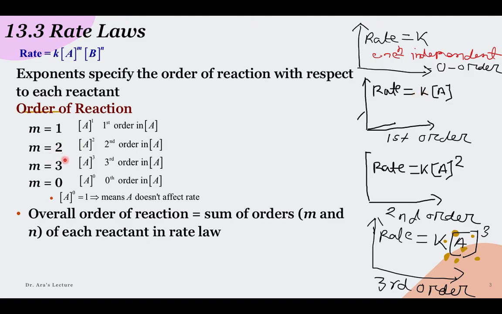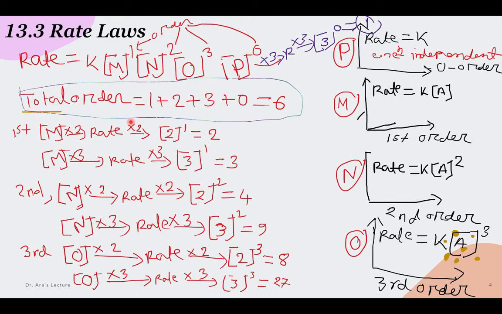Similarly, m equal to 2 means second order. If m equals 3, third order. If m equals 0, then zero order. And the overall order of reaction is the sum of each reactant's order in the rate law. Now let's make this concept a little clearer, because for a beginner it can be complicated.